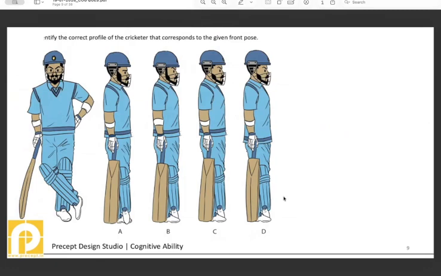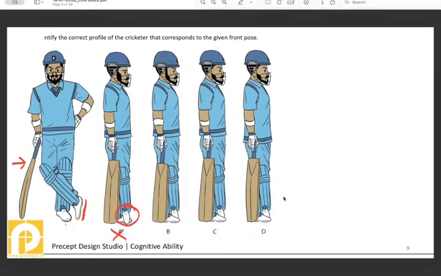Identify the correct profile of the cricketer that corresponds to the given front pose. We have to identify the correct profile of the cricketer that corresponds to the given front pose. When you look, I have to look at it from this direction. So the foot that is at the back has to be here, and then this has to be the front foot. So A, where the foot is given like this, is wrong.